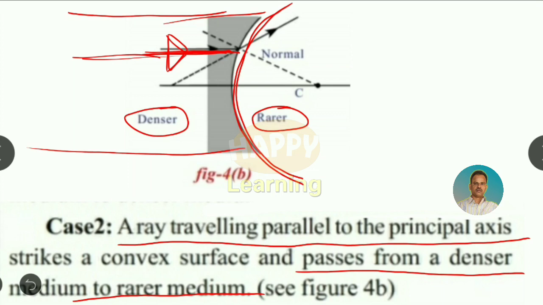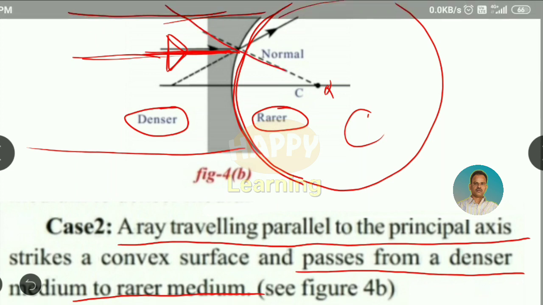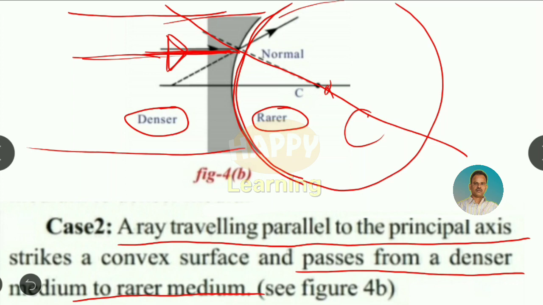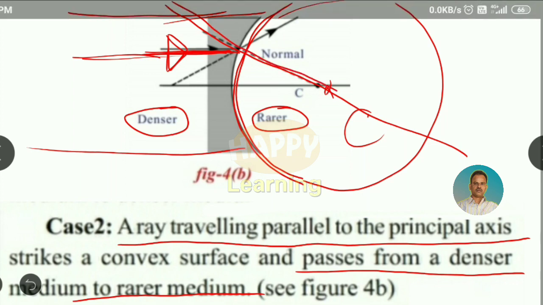If you extend this, you will get a circle, and that center is the center of curvature. You draw a line normal, so a line passing through the center is the normal. Okay.